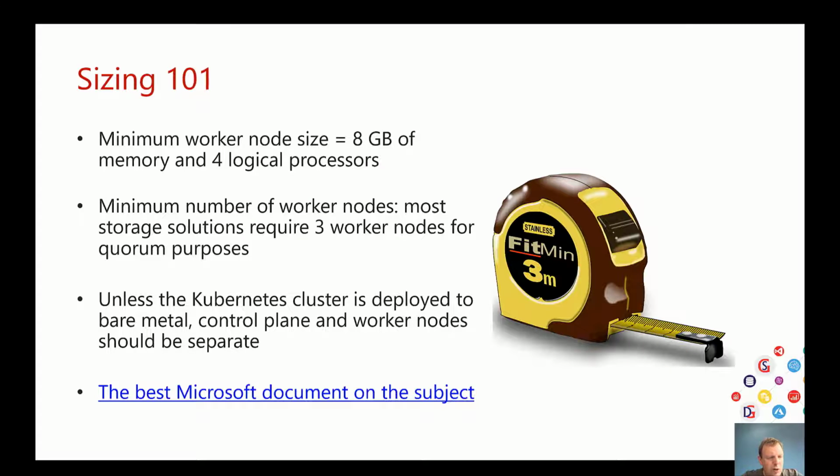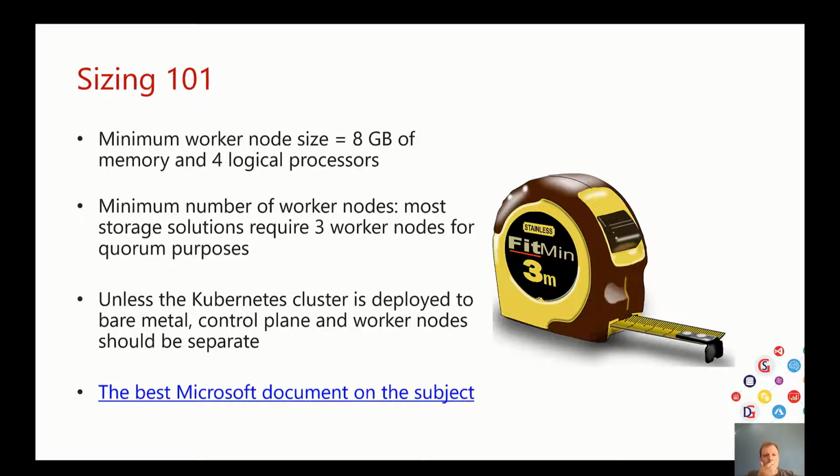This is for quorum purposes. There'll be people watching this session who are familiar with failover clusters and the fact that you need a certain number of entities that can vote in order to establish quorum and in order to avoid split brain syndrome. The same thing applies with a lot of storage solutions for Kubernetes. So if you're using a storage solution from a particular vendor, you should go to their documentation and release notes, and understand the minimum number of worker nodes it requires, and in a lot of cases it's going to be 3 at the very least.